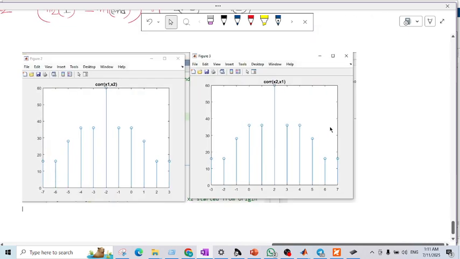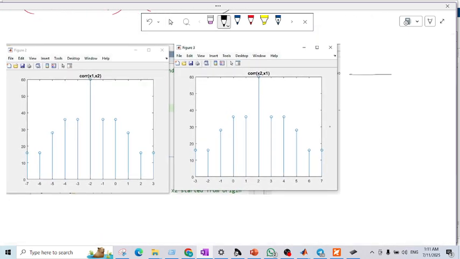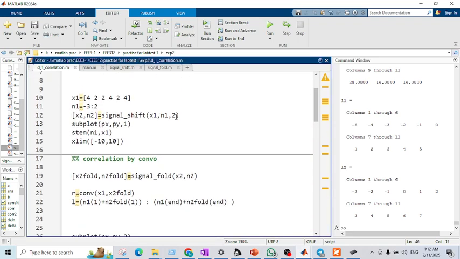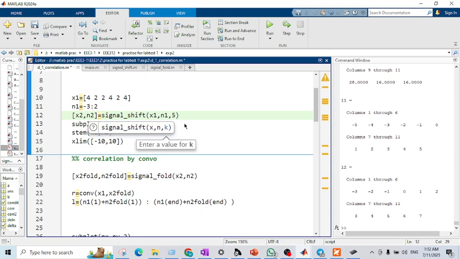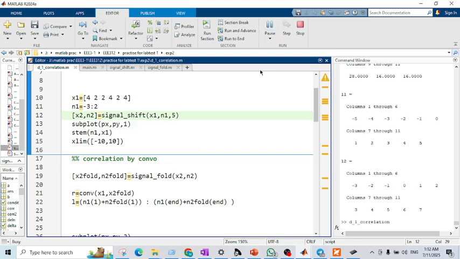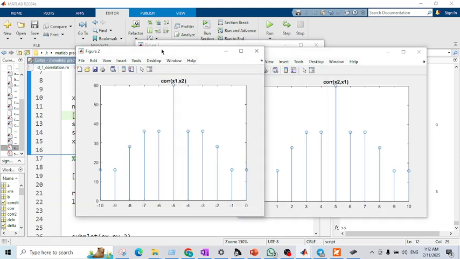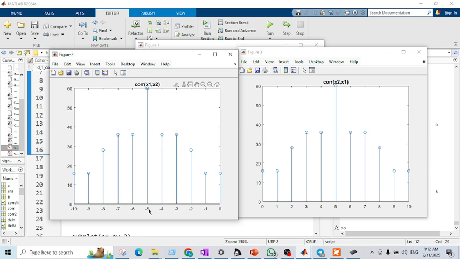So what was x1 and what was x2? My x1 was a random signal, looks like this, and x2 is the shifted version. Let me do another thing. Let me shift it by 4, or 5. Let's see what happens. If I shift it by 5, you see that here you have a peak at -5 and a peak at +5.